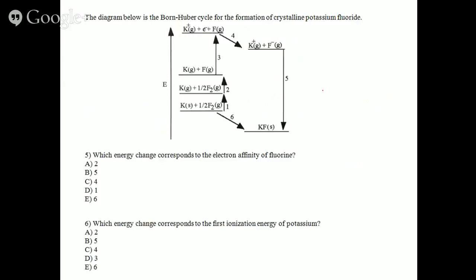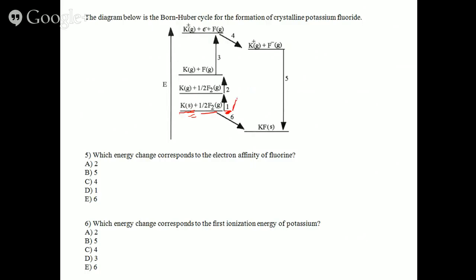This is a Born-Haber cycle kind of problem, showing you what's going on. All right, and it can be intimidating at first, but just take a second, and figure out what's going on. They numbered the arrows for you, so this is where we're starting, right? So we're starting with solid potassium and half an F2 gas molecule. All right, and what changes is the potassium goes from a solid to a gas. So what do we call that step?